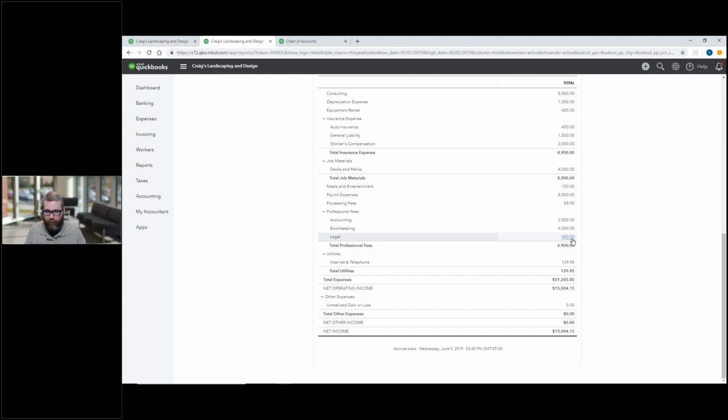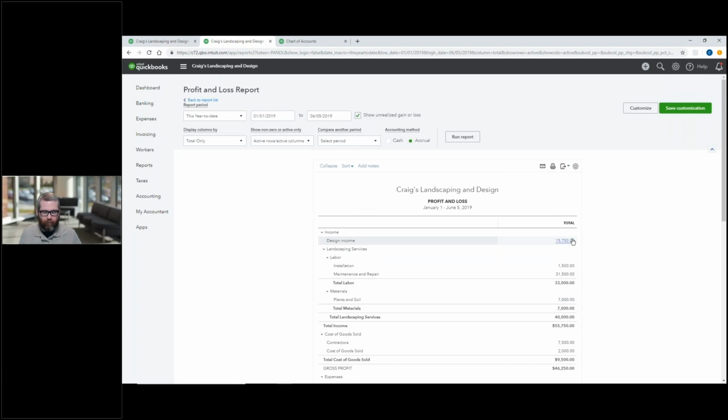But what's even better is that if I don't want someone to see that detail, like if I'm giving a profit and loss to a bank, they don't care how much money I've spent on accounting versus lawyer fees. They just want to see professional fees. That's all they care about. They don't want to see the detail.